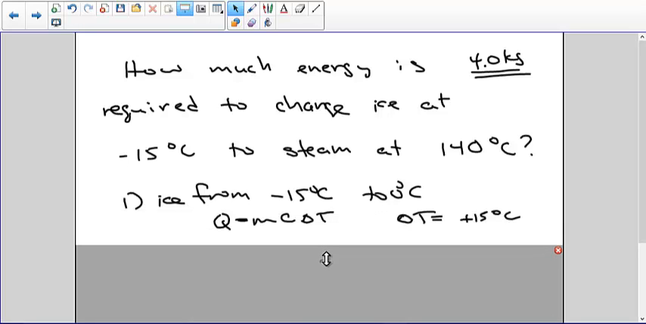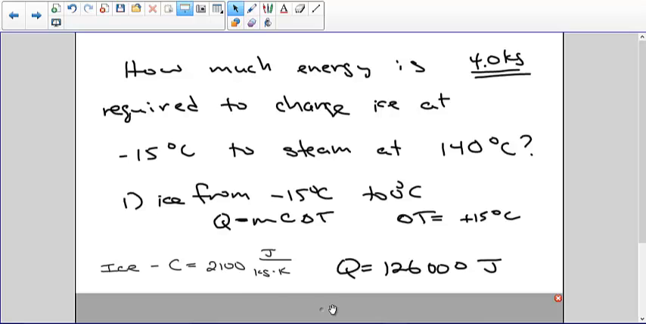When you're dealing with just a single phase, you just use this equation. The amount of energy is the mass times the specific heat of ice times the temperature change, which is plus 15 degrees C. So you plug those in. We have already done this: the specific heat of ice is 2100 joules per kilogram Kelvin. So if you take 15 times this times 4 kilograms, you'll end up with 126,000 joules.